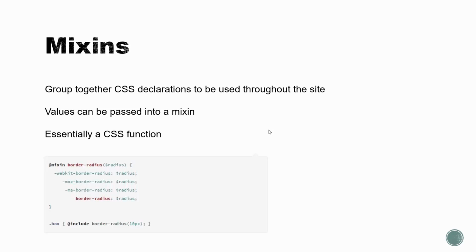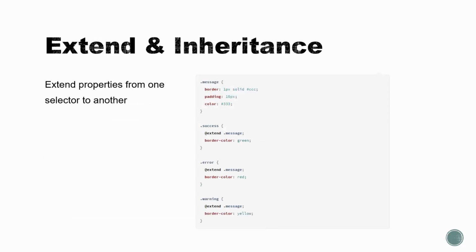Mix-ins, so we can group together CSS declarations to be used throughout the site. Values can even be passed into a mix-in just like a function parameter, and it is essentially a CSS function. In this example we have a mix-in called border radius, pass in a radius, and then we're going to assign it to these values here. And then down here inside the box class we're including that mix-in. So you can see this stuff is pretty easy as far as the syntax.